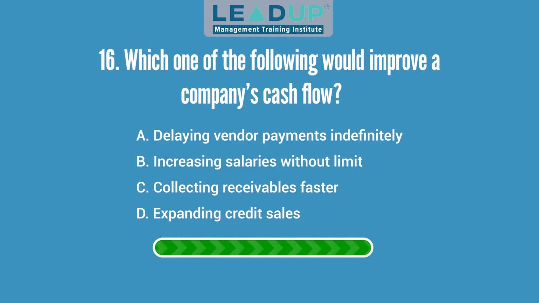Question 16. Which one of the following would improve a company's cash flow? A. Delaying vendor payments indefinitely. B. Increasing salaries without limit. C. Collecting receivables faster. And D. Expanding credit sales. The answer is collecting receivables faster.